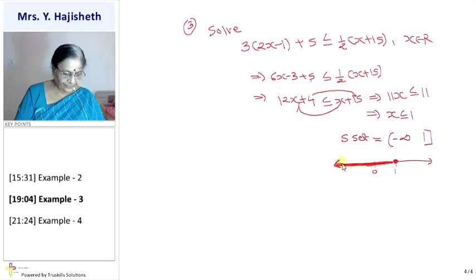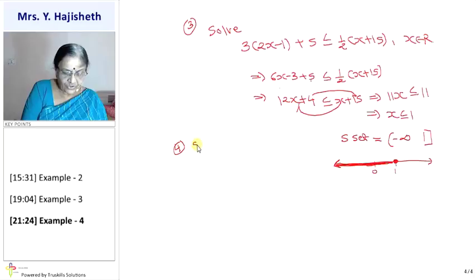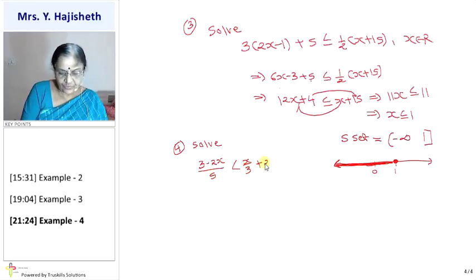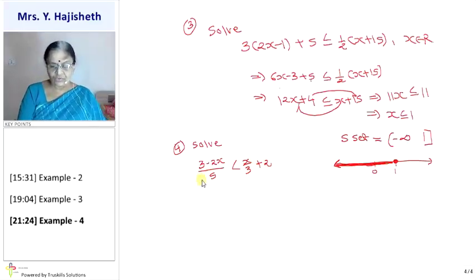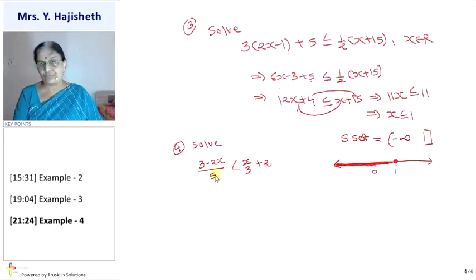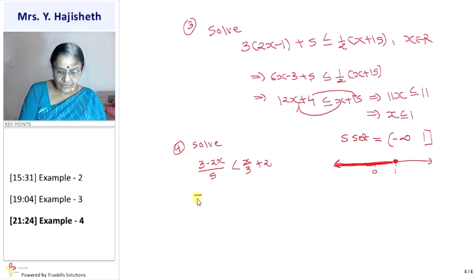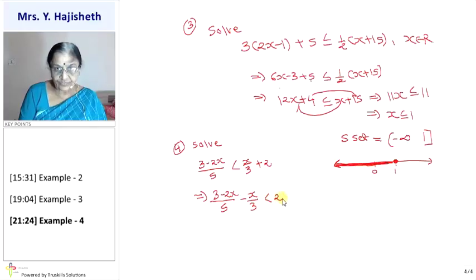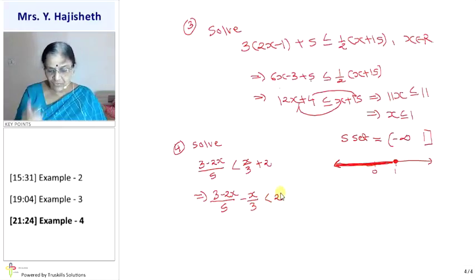Now suppose you are given for the next sum, solve (3 minus 2x) upon 5 less than x by 3 plus 2. I don't know whether 3 minus 2x is negative or positive, right? So better you take it like this, (3 minus 2x) upon 5 minus x by 3 less than 2. Clear?